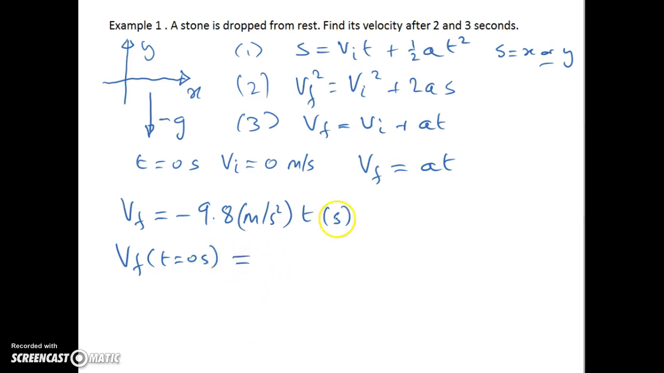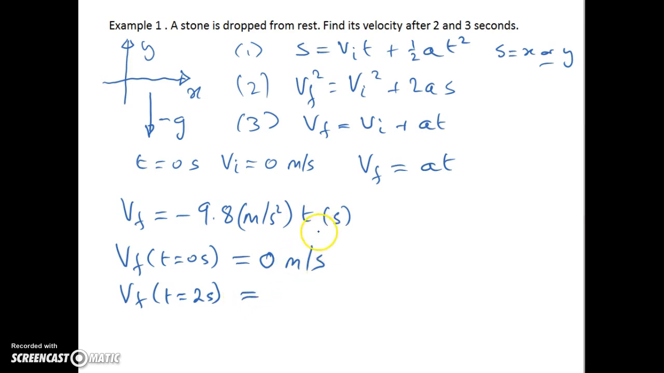If t is equal to 0, then on the right hand side we have 0 times 9.8, which is 0, and we have meters per second squared times second, meters per second. So as required, for time t equals 0, the final velocity is equal to the initial velocity. Now let's do the two we were actually asked for, which is the final velocity at time equals 2 seconds.